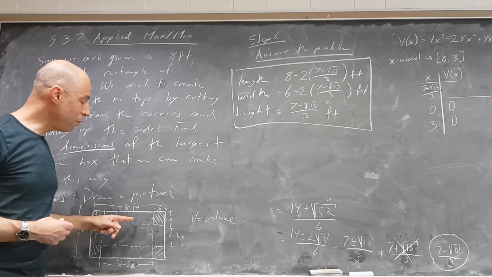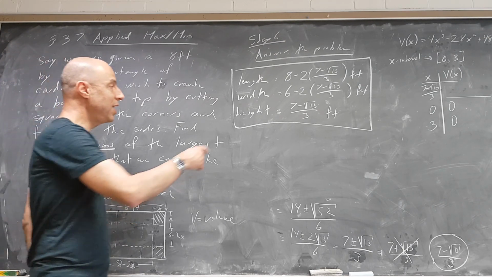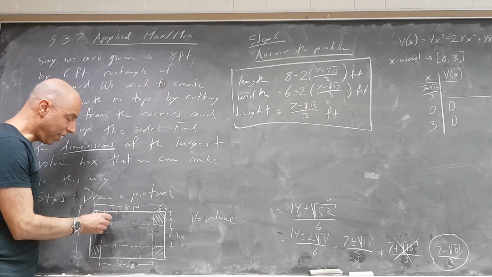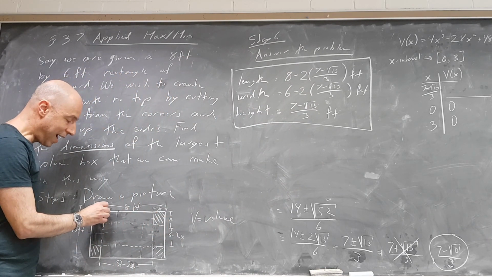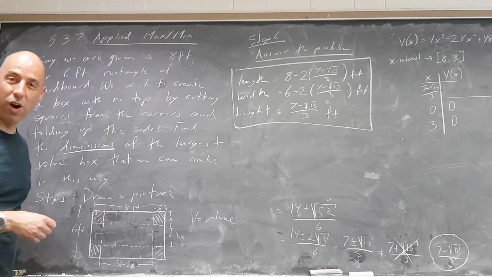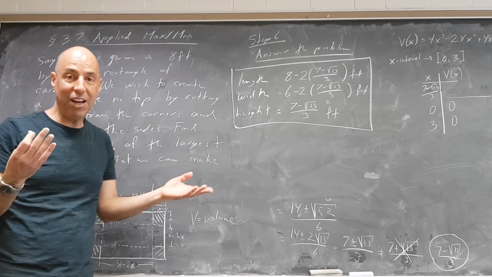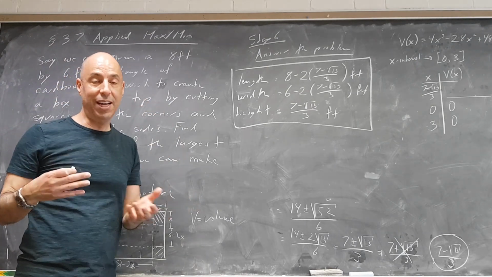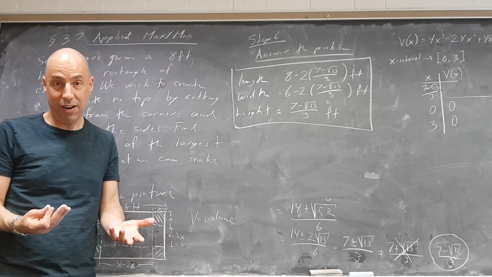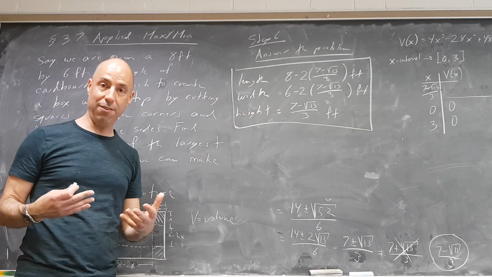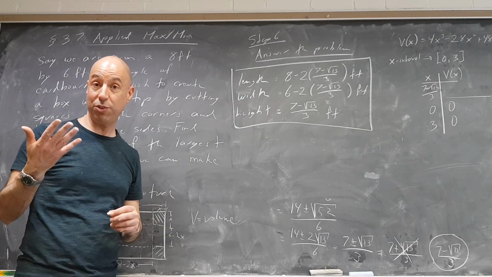I want to point one more thing out. Notice that these aren't whole numbers at all. There's nothing that guarantees that the largest box has to be when you cut out a square of size 1 or a square of size 2 or even something like a half. It could be totally irrational, something you would never guess. And so you can't do this by trial and error. You have to go through and actually do the calculus to figure out where the biggest or the smallest value is.